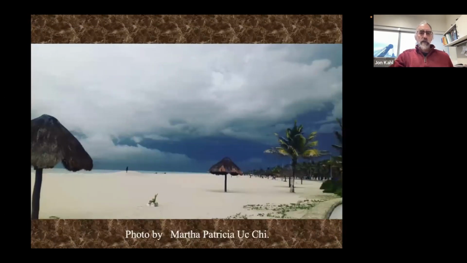I teach meteorology classes in Mexico every year, and I usually give some of the fun presentations like clouds and optics and mirages and things like that. And my students frequently will send me photos and say, hey, can you put this in your presentation? So you're going to see a few like this.